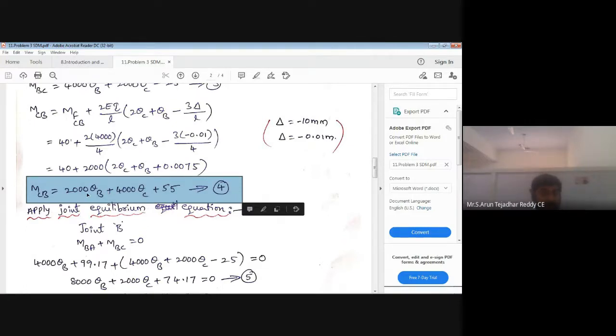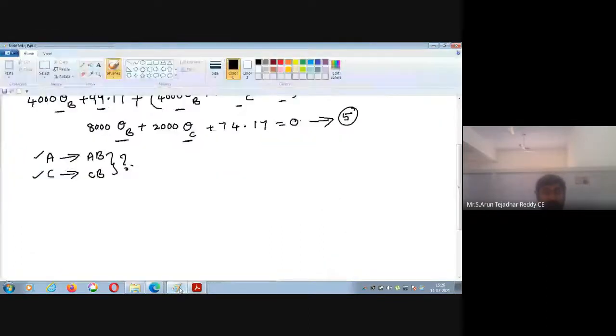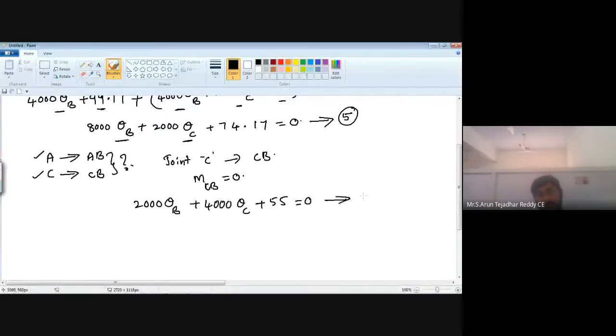Now I will be considering C as a joint, that is joint C. In the joint C I have a CB member. Now I can write it as MCB is equal to 0. Now what is the MCB equation? 2000 theta B plus 4000 theta C plus 55 is equal to 0. Just to give an equation.